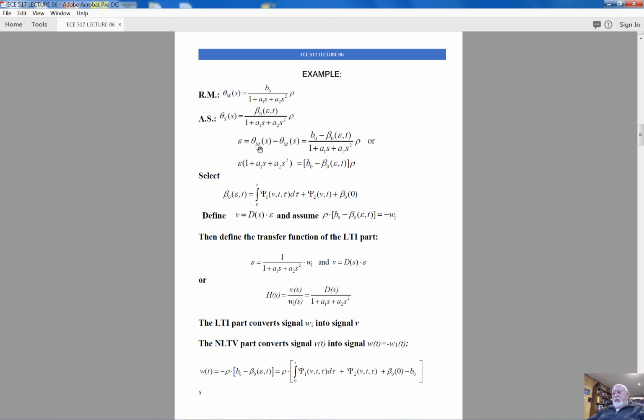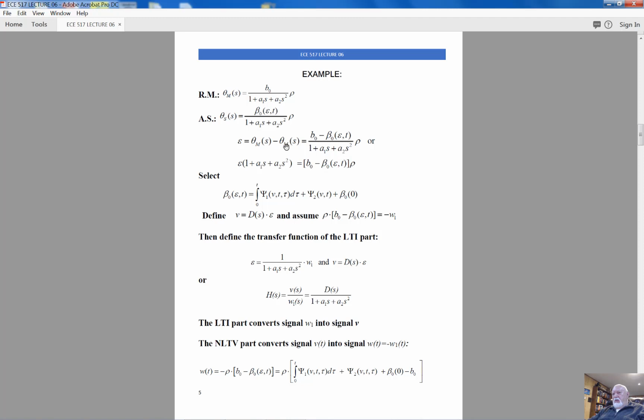However, you see the typo here. This is supposed to be theta system, not theta model. And I will fix it. And when you see this hard copy, it will be fixed here. Okay? Next, I do some simple mathematical manipulations, and I am getting this equation. This is the differential equation, or S-domain equation, for the error epsilon, the discrepancy between the reference model and the adjustable system.